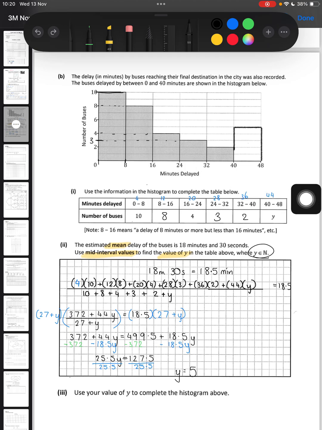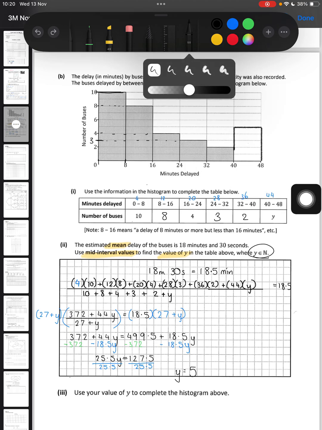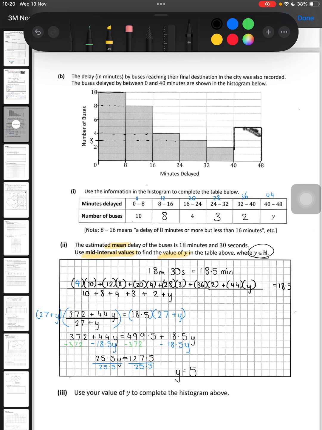Complete the histogram above. These are shaded. Very unlikely that they would say this, but just in case, by completing it, it means that this has to be shaded. Just give it a very quick shading in there.